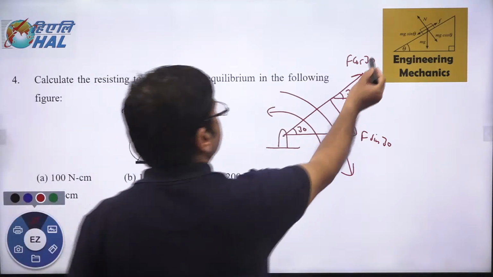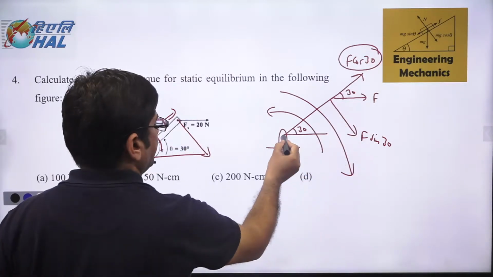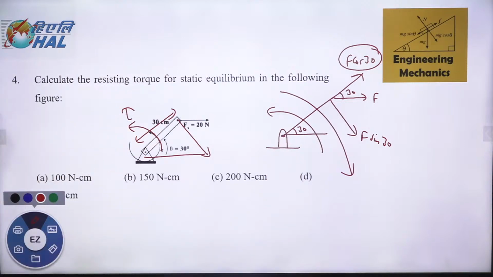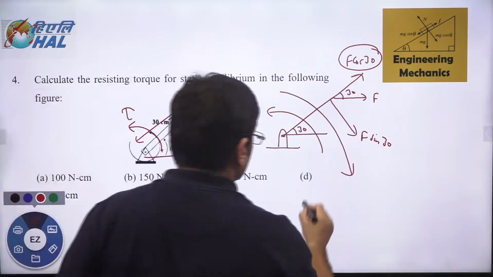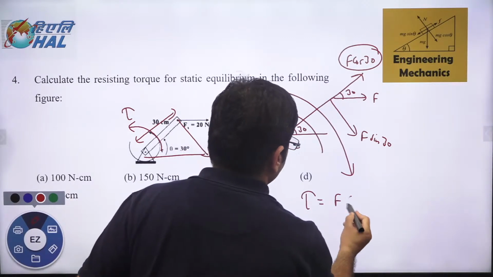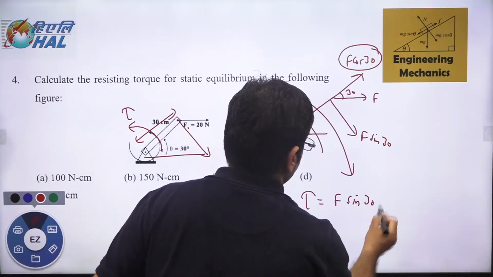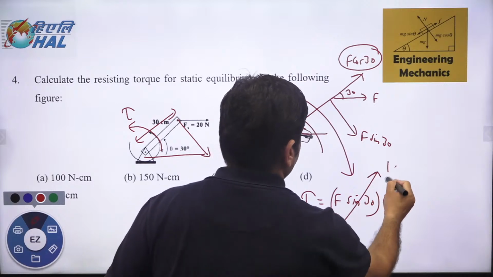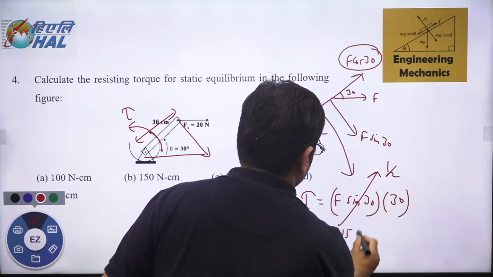This F cos theta is not producing any torque because it is passing through the hinge point. The torque produced is equal to F sine 30 into X, or 30 centimeter. So sine 30 is 1 by 2, so that is 15 into F.